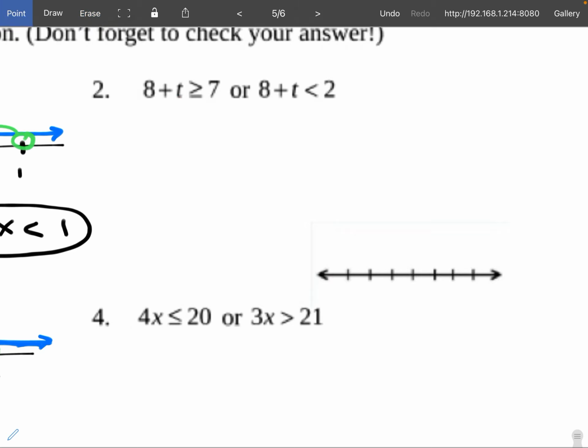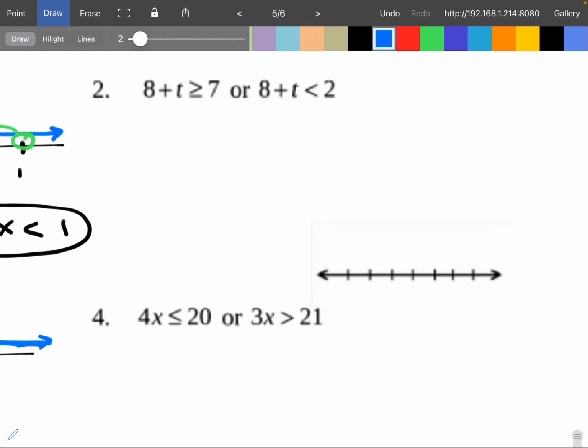Well, this one is already separated into 2 inequalities. Do you see that? Yeah. You don't have to separate it yourself. You just got to solve them both. So this is all ready to go. So how do we get this t all by itself here? What's that? So, no. Minus 8. Good. Dewan said minus 8. Because we're trying to get the t all by itself.